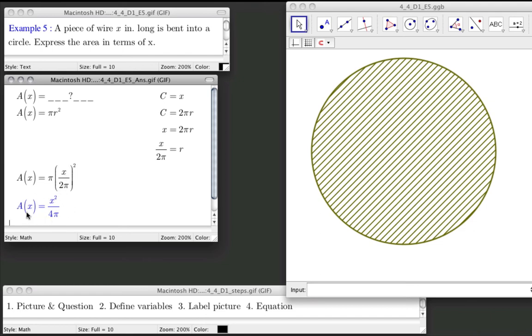So there's my answer. I now have written area for the circle in terms of the circumference, which was a piece of wire, which was x. So that problem is done.